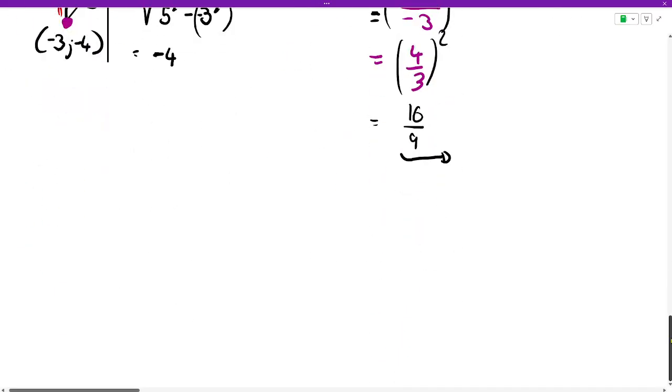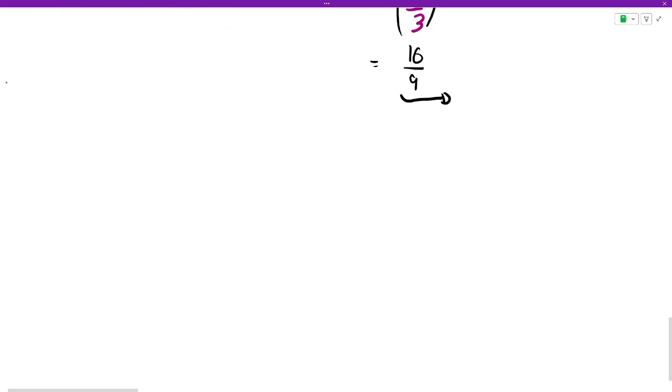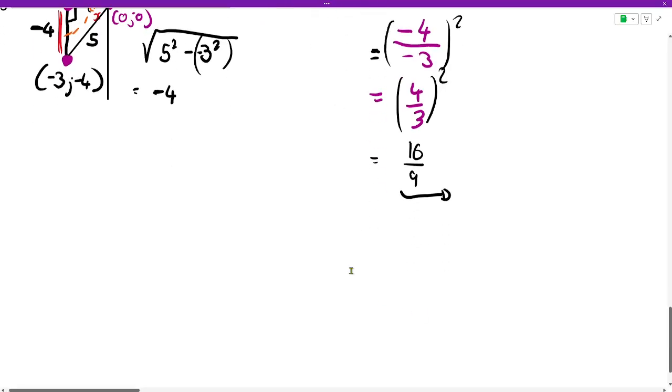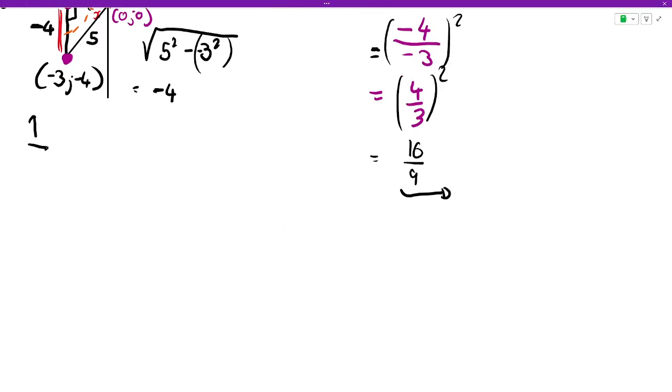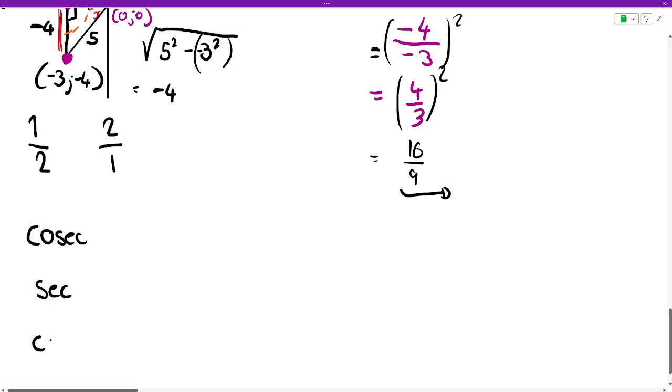Next. Right, reciprocals. Quite easy when you understand them. Sine, cos, and tan are the fundamentals that we've learned so far. However, reciprocals means the inverse. So if I say 1 over 2, the reciprocal is 2 over 1. That means there are three reciprocals: cosec, sec, and cot.